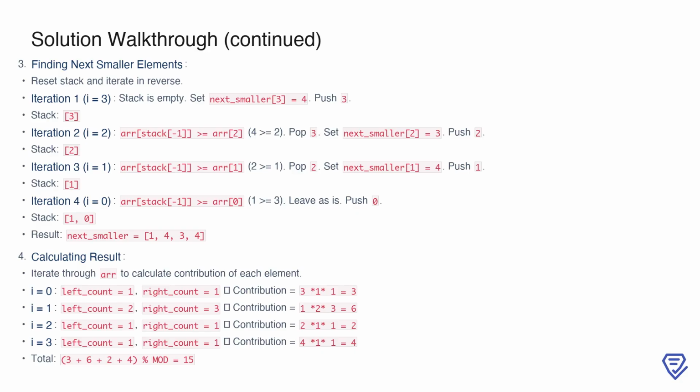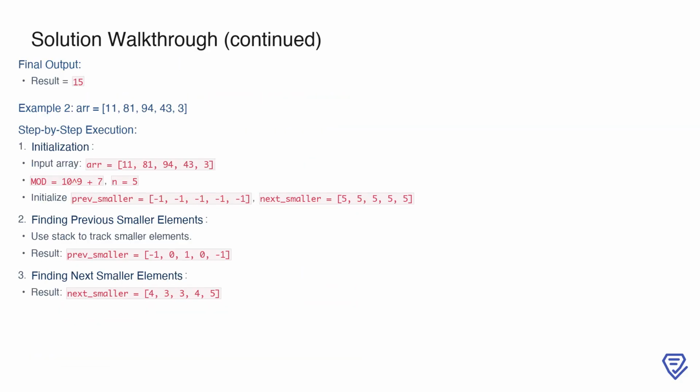Summing these contributions gives a total of 3 plus 6 plus 2 plus 4, mod 10^9 + 7, which equals 15. The final result for this example is 15. Now, let's consider another example with a different input array, r equals 11, 81, 94, 43, 3.